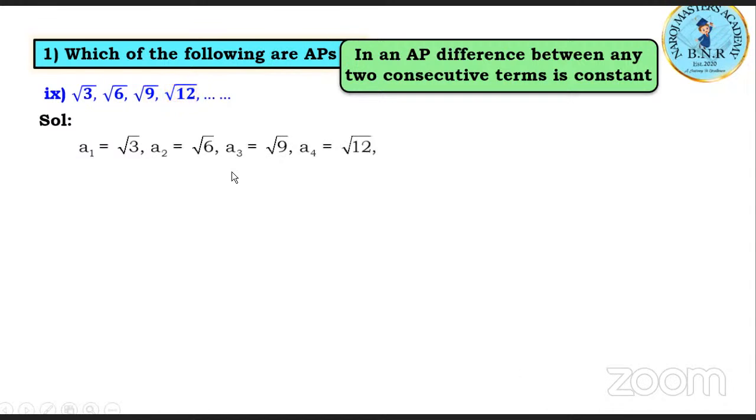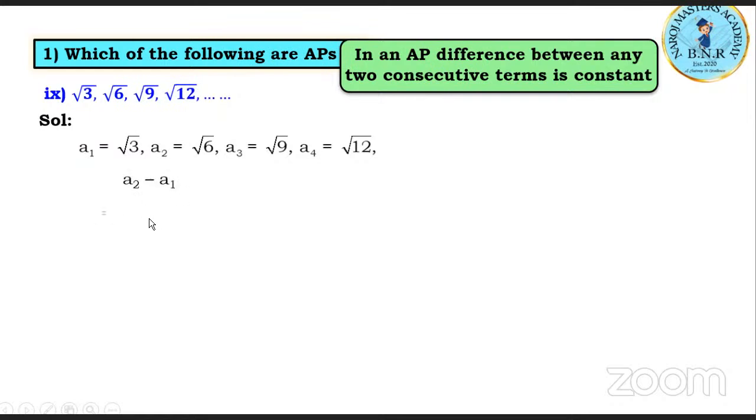3, 6, 9, 12, maybe next is 15. Yes, sir. All multiples of 3 under the roots. But we don't need that now. We have to check whether it is in an AP or not. What is the first step to check? The first step is to check the difference of the first two terms.